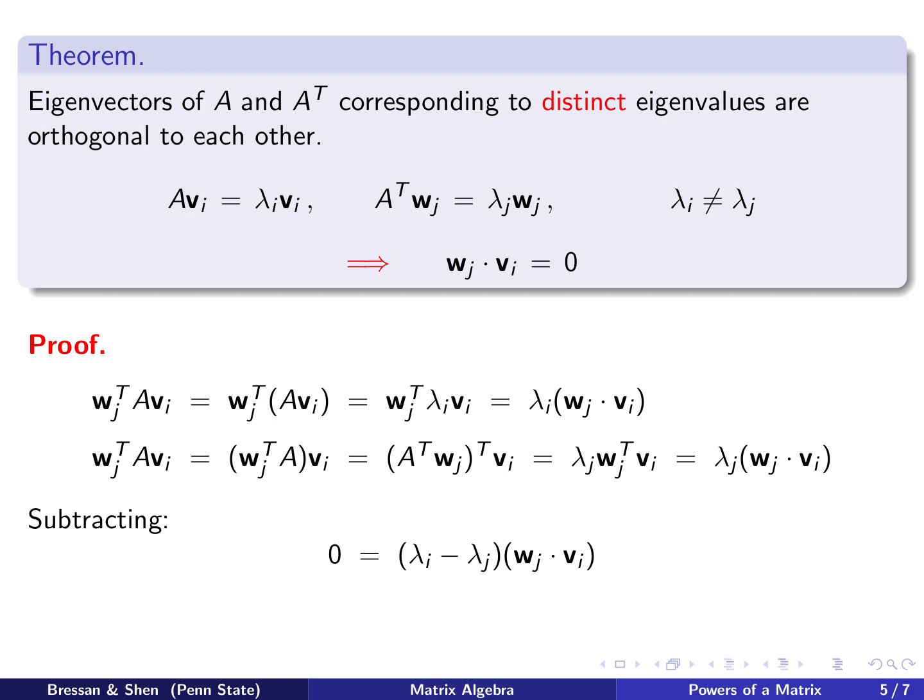And then finally, we can use the assumption that these eigenvalues are distinct. So lambda i does not equal lambda j. So this quantity is non-zero, and therefore this quantity must be 0. So the inner product of wj and vi is 0, and therefore the two vectors are orthogonal to each other. And this completes the proof.